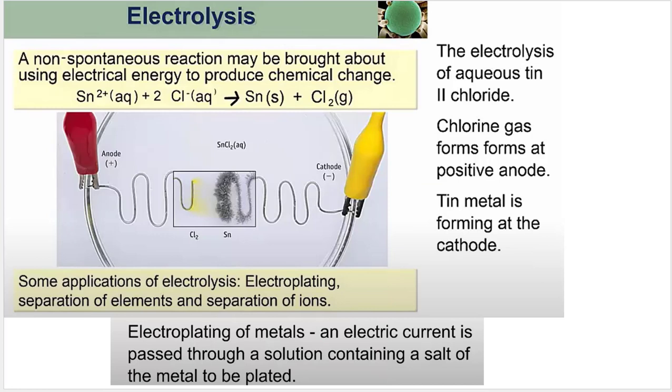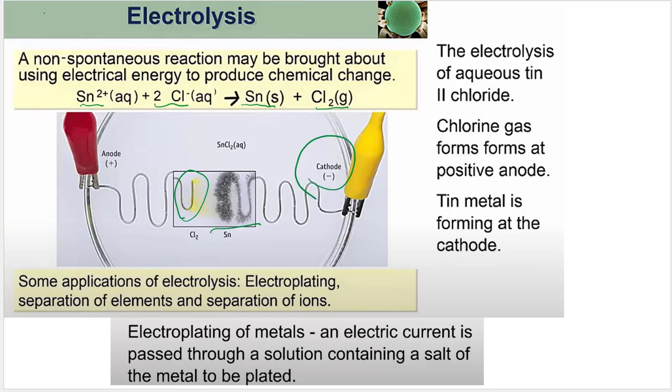Here's an example where we have a non-spontaneous reaction brought about by using electrical energy to drive aqueous tin ions plus chloride ions, 2 units of chloride ions, forming the metal tin and the chlorine gas. Now notice that chlorine is leaving the terminal here, and you can start to see the metal of tin kind of plating out of solution here.